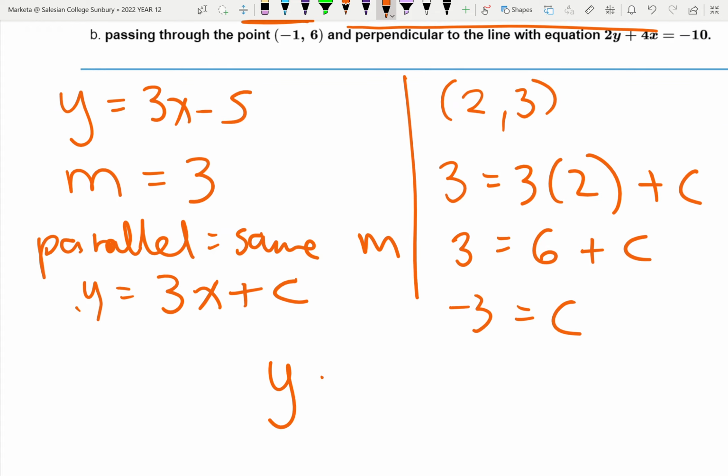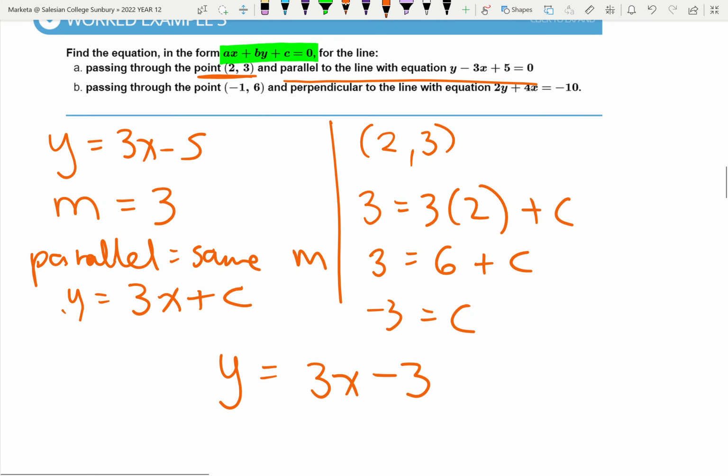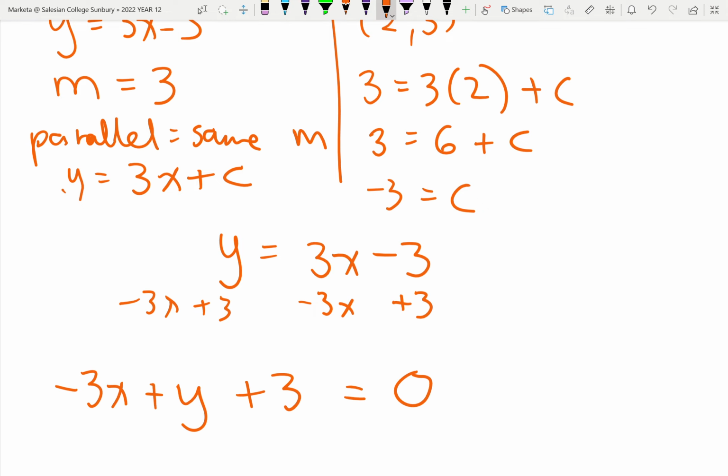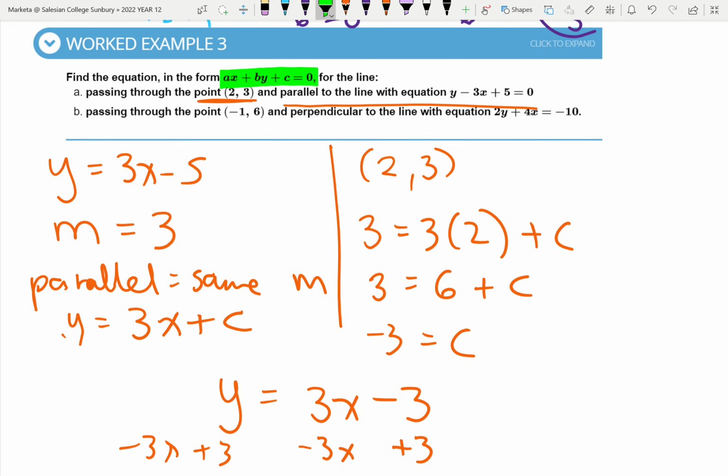So what do we get? y equals 3x minus 3. And just watch out, because they give us a specific form and they're saying ax plus by plus c. So I'm just going to take this over the other side, so neg 3x and plus 3. So it's negative 3x plus y plus 3 equals 0, because that's the form they want. And look, you would never do that unless it specifically asks, which it does in this case. That's an absolute waste of time otherwise. Let's do it for the next one.